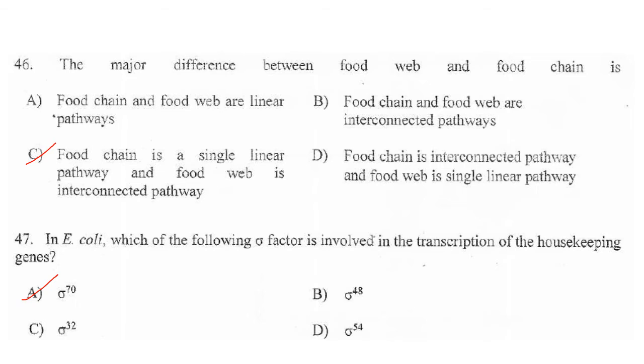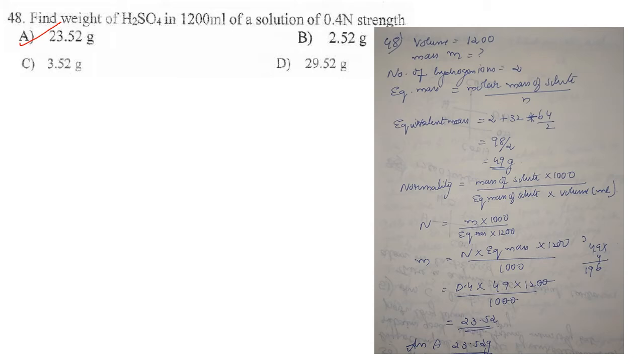Then in E. coli, which of the following sigma factors is involved in the transcription of housekeeping genes? So it is sigma 70. Answer is option A. Then find the weight of H2SO4 in 1200 ml of a solution of 0.4 normal strength. So you are given the volume, that is 1200. You have to find the mass. The number of hydrogen ions in H2SO4 is 2, and equivalent mass is equal to molar mass of the solute divided by n. Equivalent mass is equal to (2 plus 32 plus 64) divided by 2, so you will get 49 grams. Normality is equal to mass of the solute into 1000 divided by equivalent mass of solute into volume in ml. So if you calculate, you will get 23.52. So the answer here is option A, that is 23.52 grams.